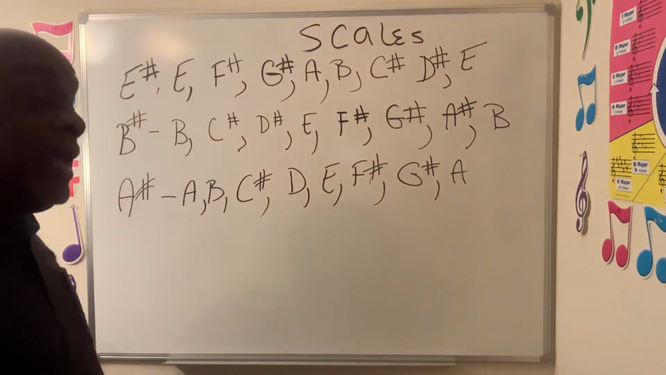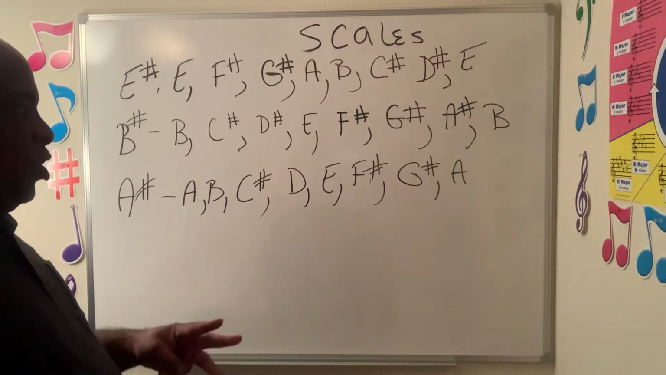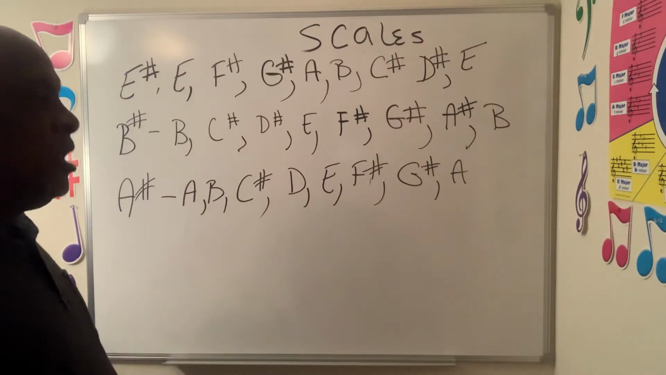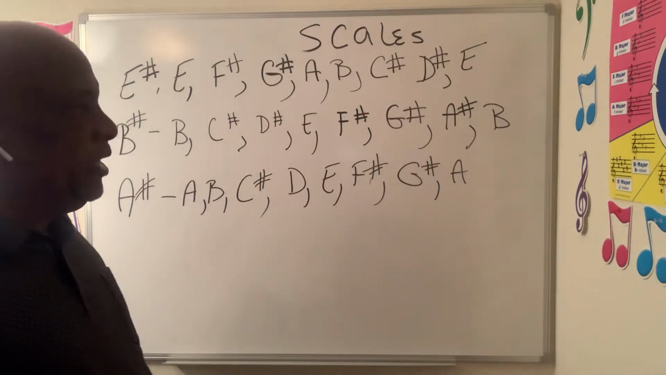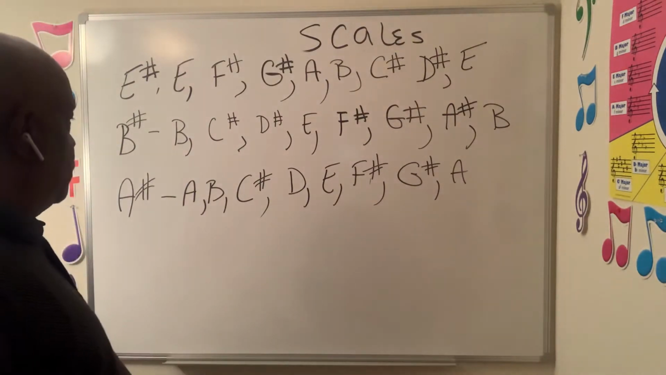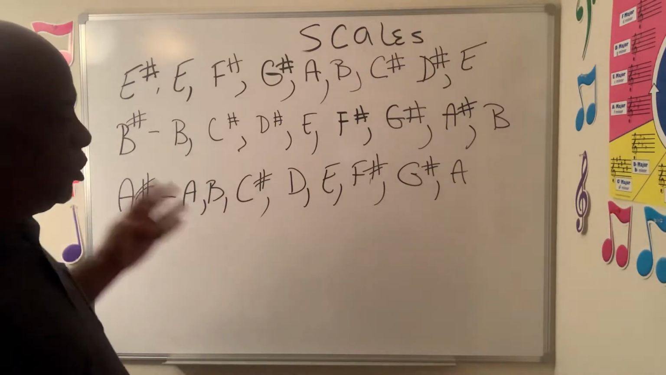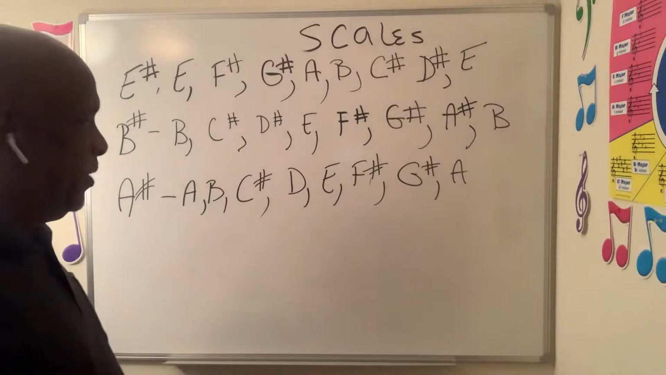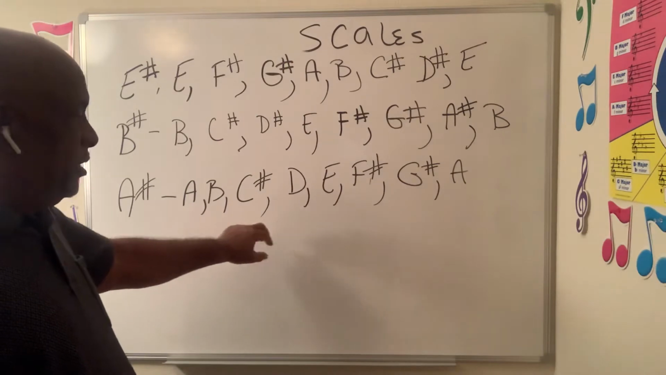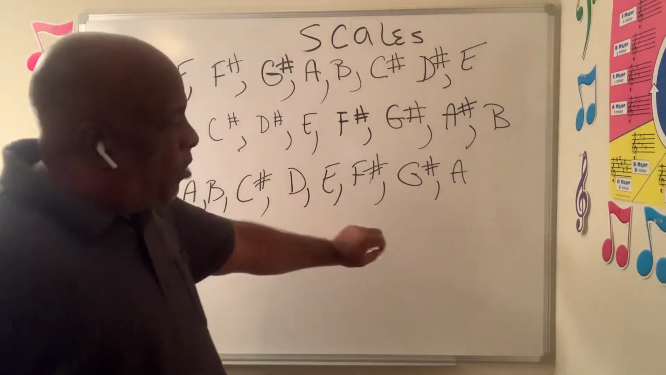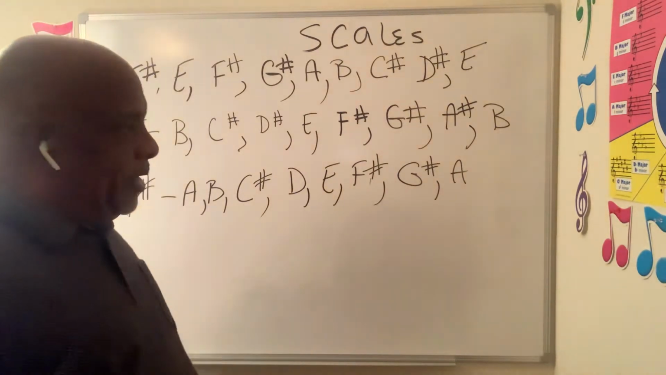Now, in the A sharp major scale, there are three sharps. This all goes back to the key signatures. Three sharps in the key of A major, five sharps in the key of B major, and four sharps in the key of E major. So the A major scale is A, B, C sharp, D, E, F sharp, G sharp, and A. All right, one more time.